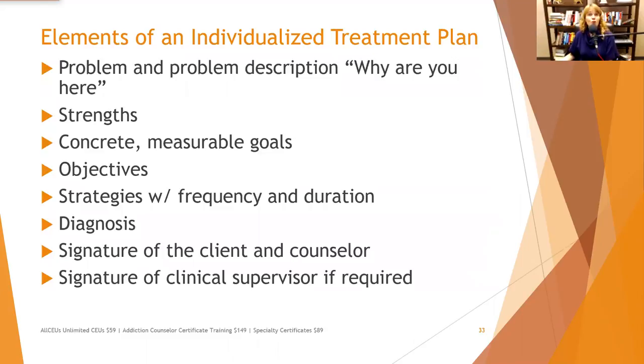It has concrete, measurable goals. Concrete means you can observe them. You can see them. You can either say, yes, it was done, or no, it wasn't. Not, yeah, it was probably accomplished. It's yes or no. The objectives are there. So that big goal is broken down into those smaller steps. It has strategies for achieving those smaller steps. So, if the first step is to start building a recovery support network, well, that's wonderful. How are you going to do that? Strategies answer how. Start going to AA meetings, start going back to church, call up your five closest friends that are healthy supports, whatever. The treatment plan includes the diagnosis. Usually that's up at the top, the signature of the client and counselor, and the signature of the clinical supervisor if required.